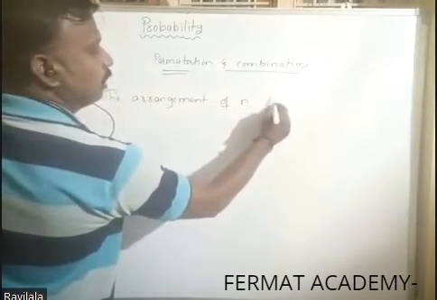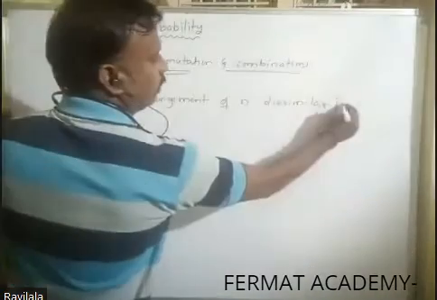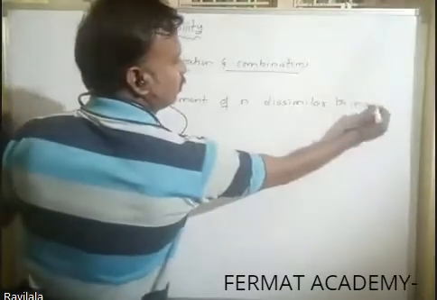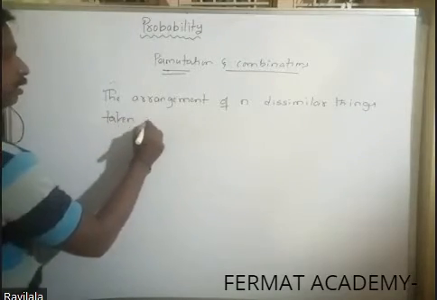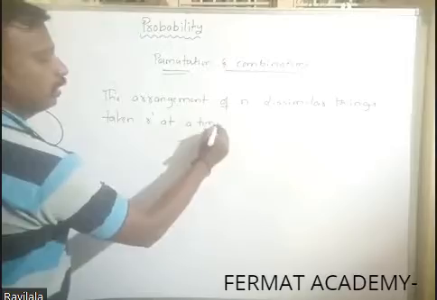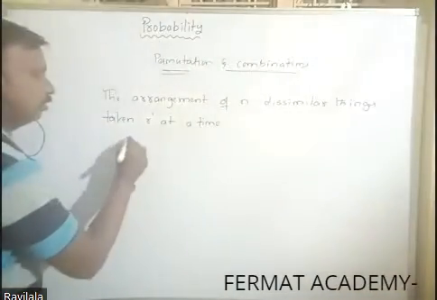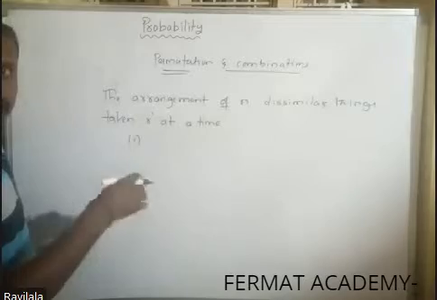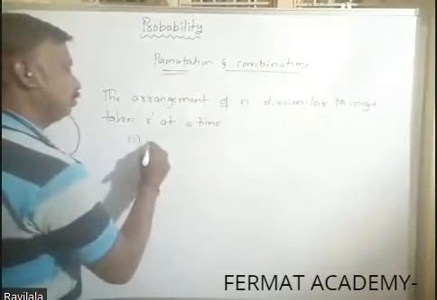The arrangement of n dissimilar things taken r at a time. In this we have three cases: the first one without repetition, the second one with repetition, and the third one at least one repetition. The first one is without repetition.